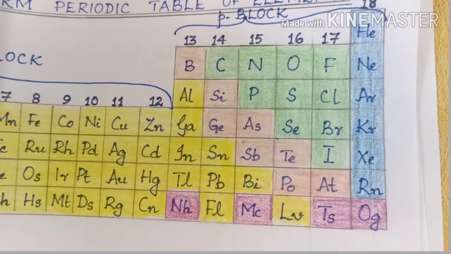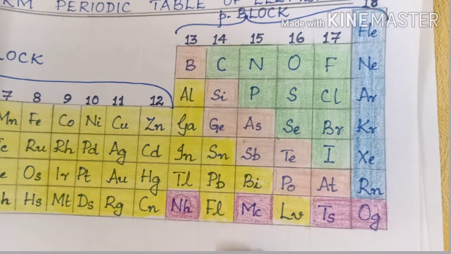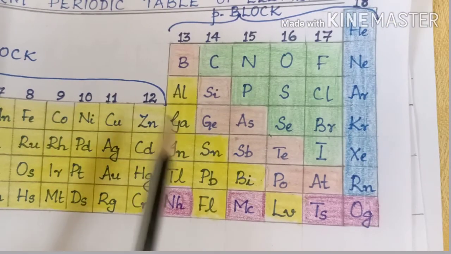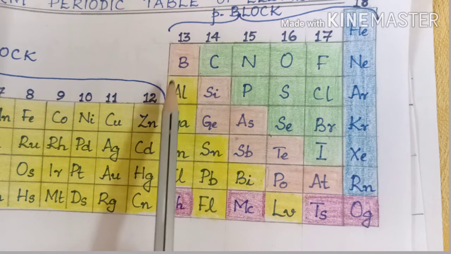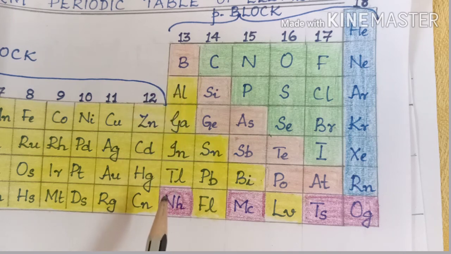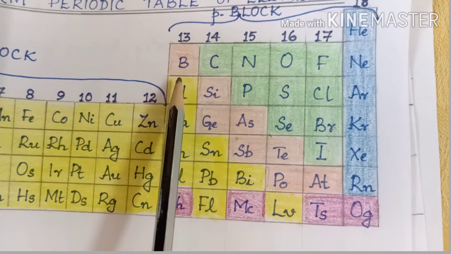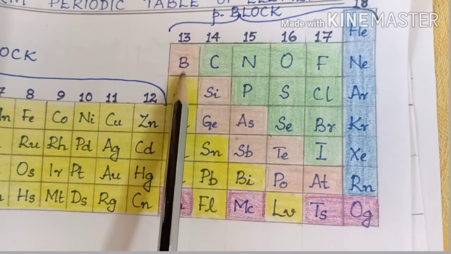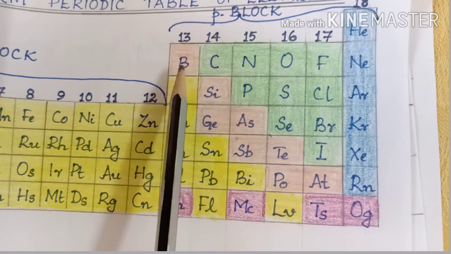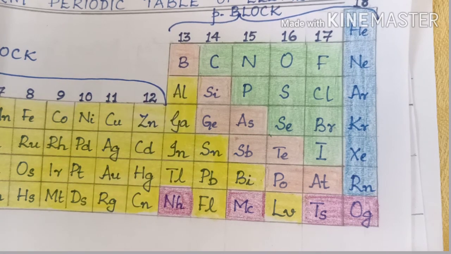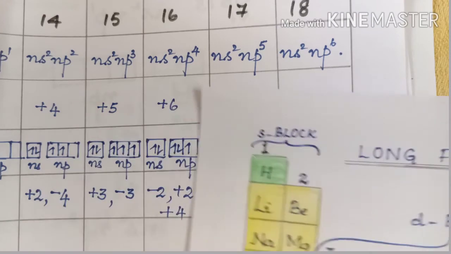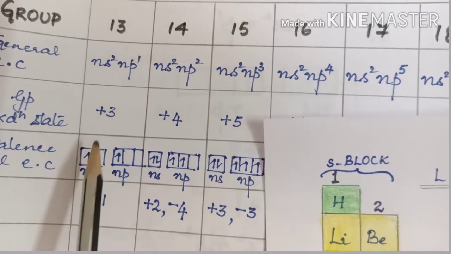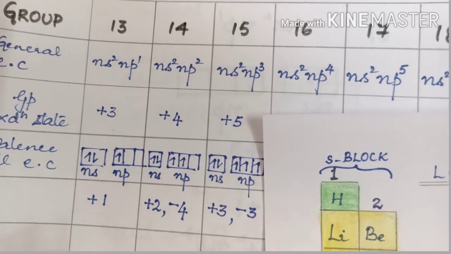A unique behavior is shown by p block elements. In the p block, a variety of oxidation states are seen. For example, if you take group 13, the group oxidation state is +3. So it can show a variety of oxidation states, +3 and +1. Hope you have understood, +3 and +1.